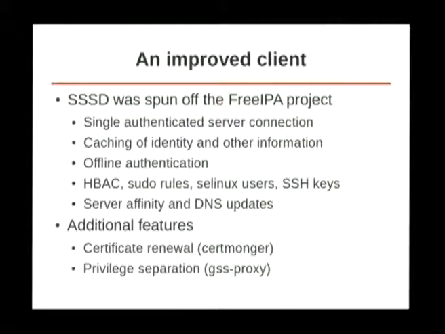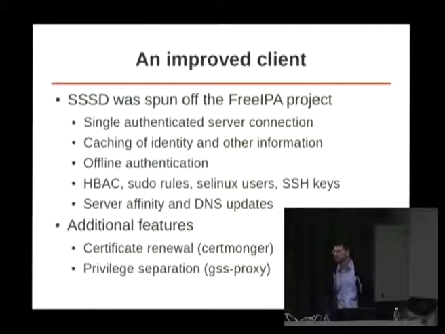Then we started adding things like offline authentication. Again, this is useful for laptops, but also for servers. And other things like host-based access control and sudo rules. What we do is pull this information from the LDAP server and make it available to the client without you having to create your own scripts. You just configure SSSD once and it keeps working like that. Server affinity and DNS updates are other very important things. When you join a machine to a FreeIPA server, these machines can automatically update the DNS so that the name you gave it is automatically made available to everybody.